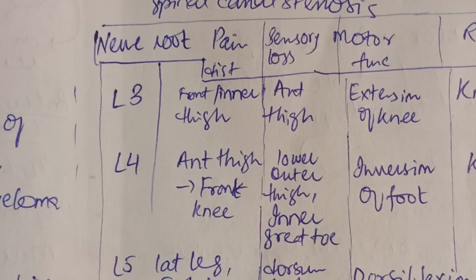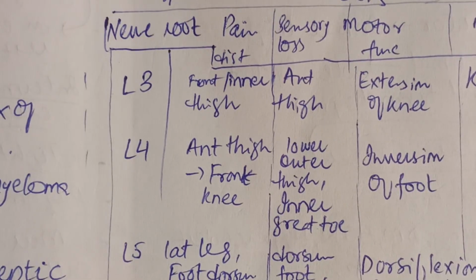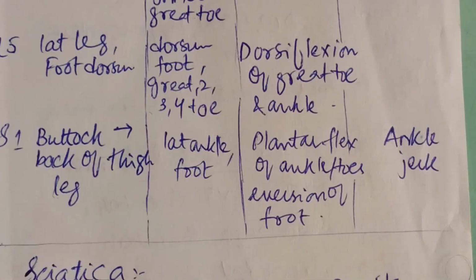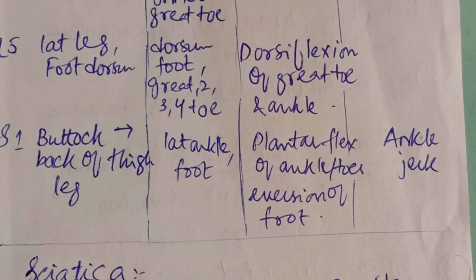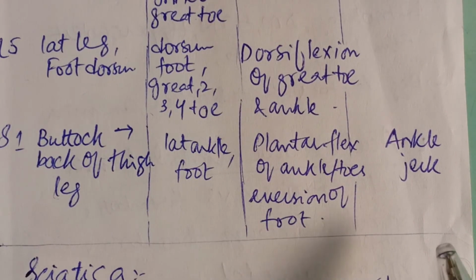S1 is very important. The pain distribution would be from the buttock to the back of the thigh and leg, and the sensory loss would be lateral ankle and foot. The patient would not be able to plantar flex the ankles and toes, and eversion of the foot would be affected.